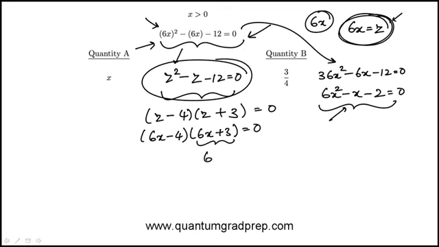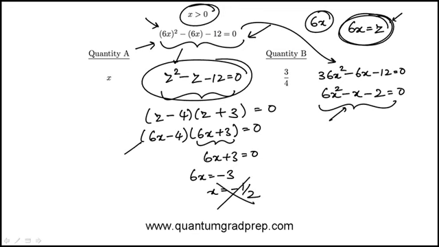So this is equivalent to 6x minus 4 times 6x plus 3. This piece tells us 6x plus 3 is 0. 6x is minus 3. X is minus half. But we're given that x is positive. So this solution is not acceptable.